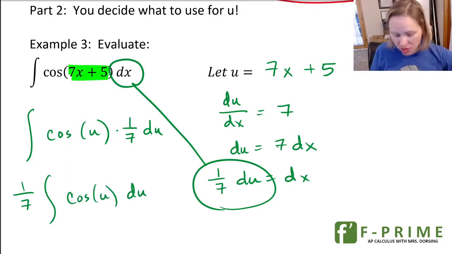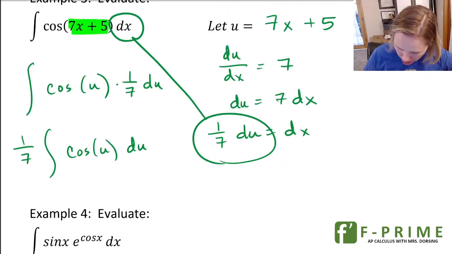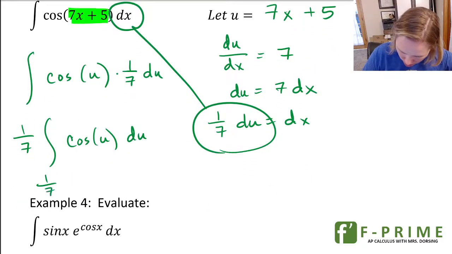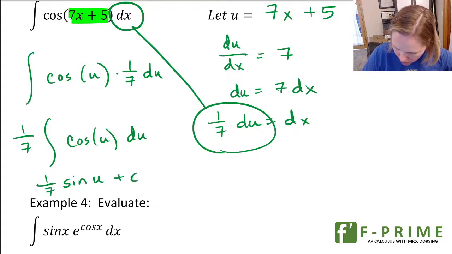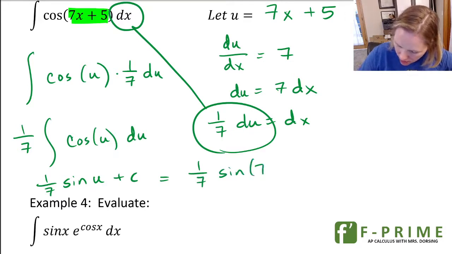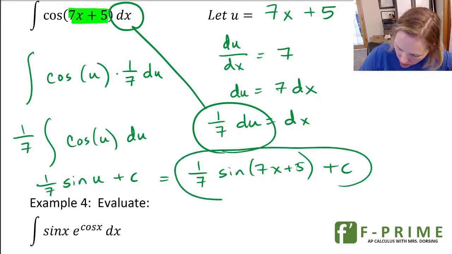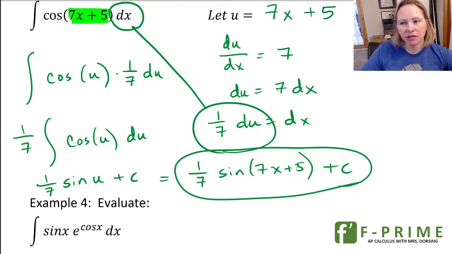All right, so the antiderivative of cosine is just sine. So this one's nice and easy. 1/7 times the sine of u plus c, and when I replace the u, 1/7 sine of 7x plus 5 plus c, there is my final answer.